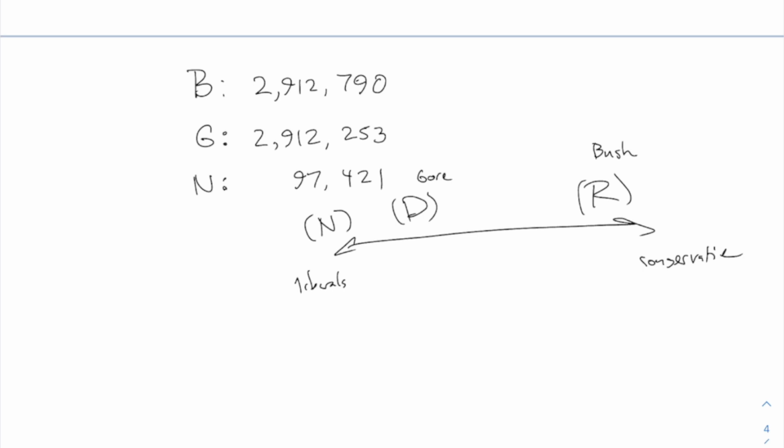This is interesting. Anybody feel interested by this? Why is it interesting that this is where the candidates are situated, based on the numbers that they ended up getting? Yeah. Because even though technically Bush has the plurality, both Gore and Nader together have more. He won the plurality vote, but he did not win the majority. Yes, that's true. He didn't win the majority.